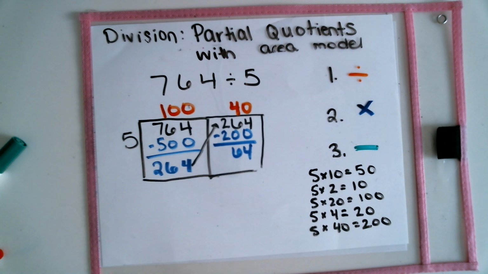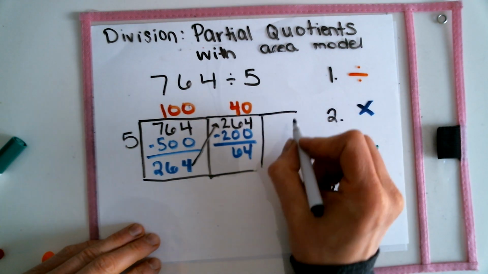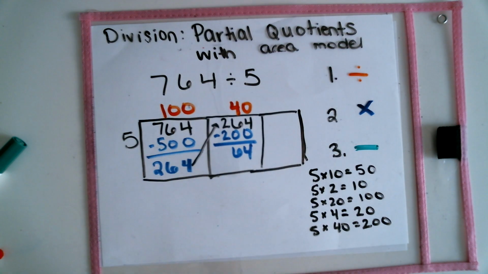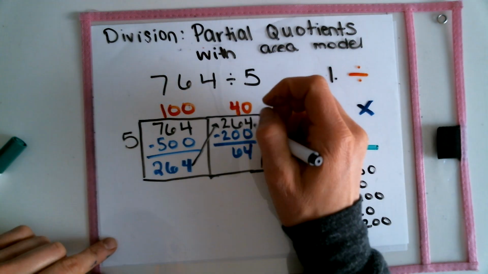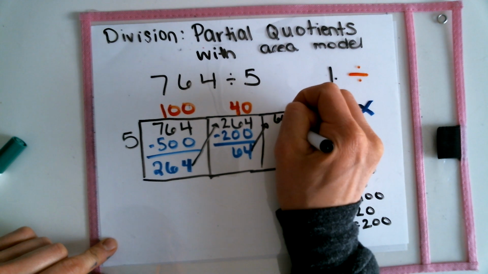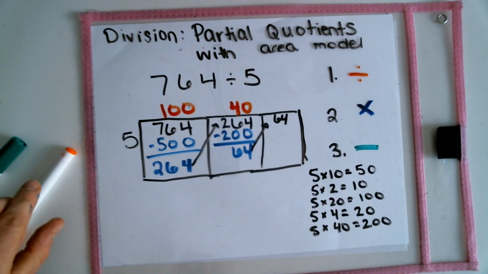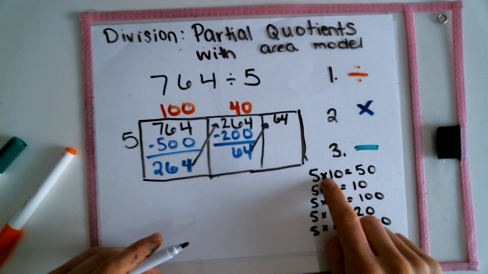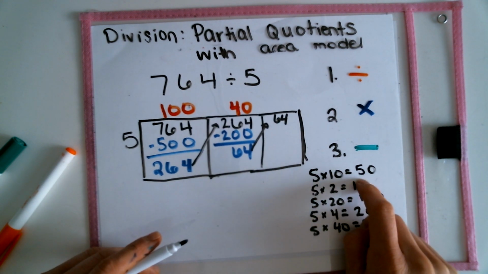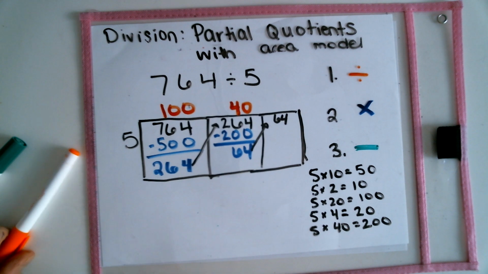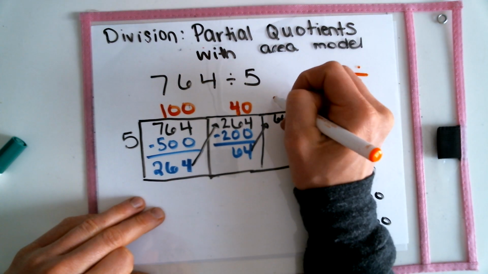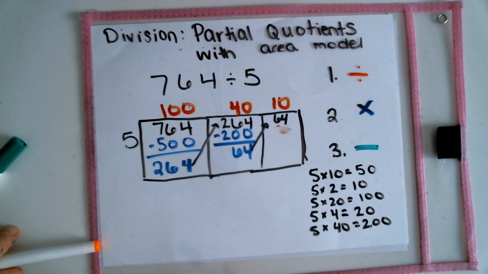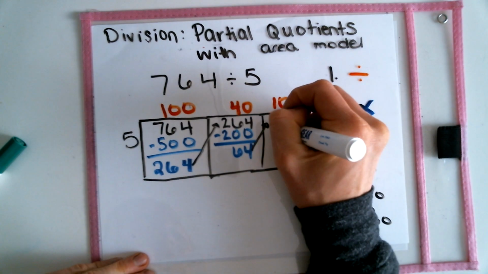All right, time to draw another box. 64 is going to come to the top. All right, can I pull out 10 groups of 5? 50, that works. If I pulled out 10 groups of 5, that would be 50.